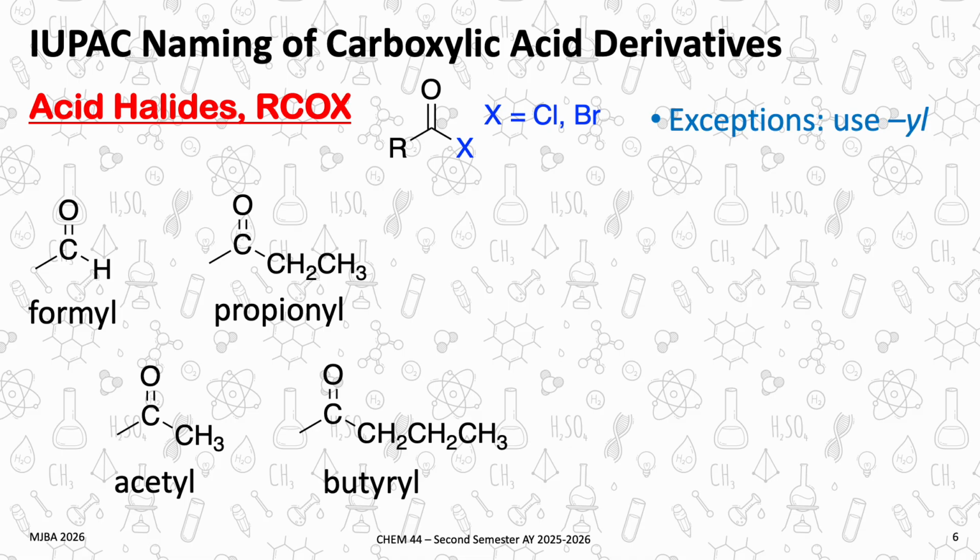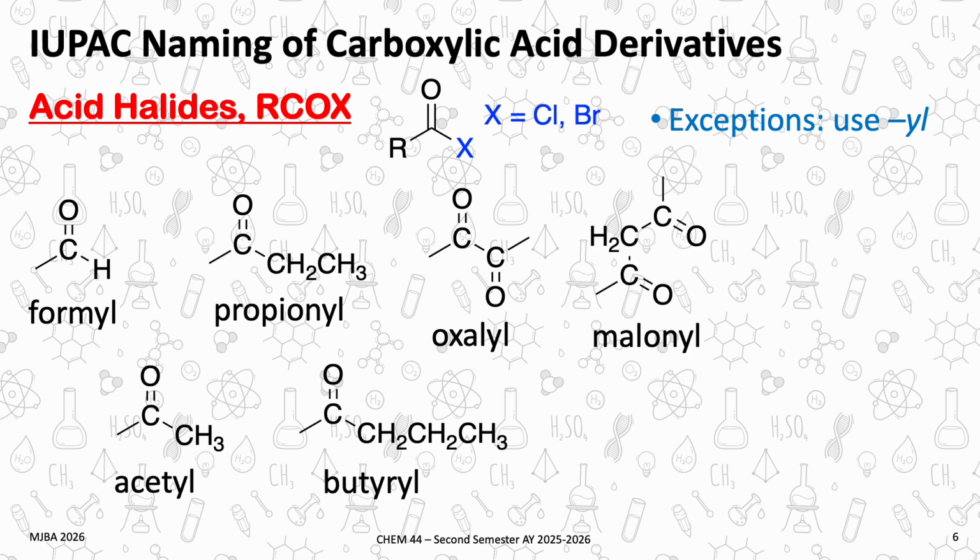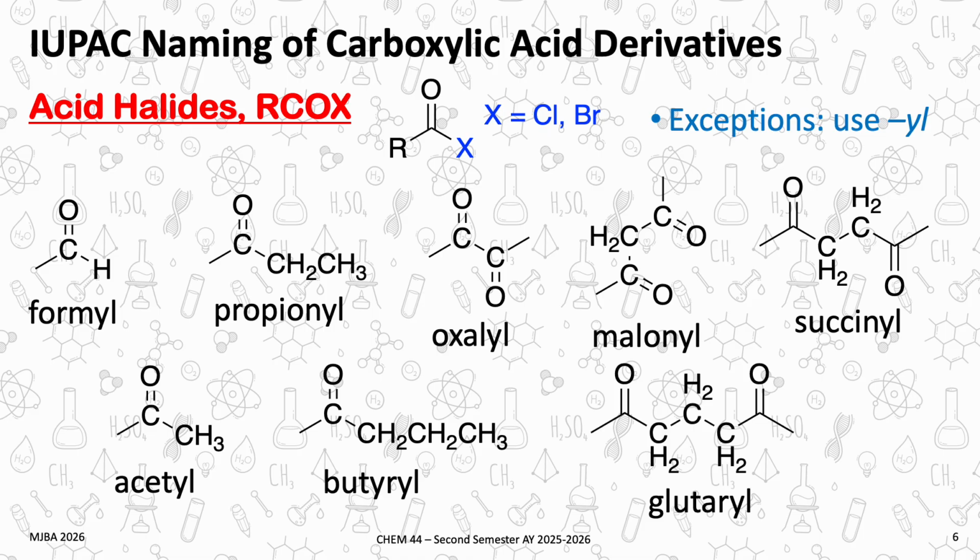And then the dioic acid, the dicarboxylic acid. For the 2 carbon dicarboxylic acid, we have oxalyl. 3 carbon atom would be malonyl. 4 carbon atom is succinyl. And then the 5 carbon atom is glutaryl. So these common names for the acyl group are accepted per the IUPAC naming.